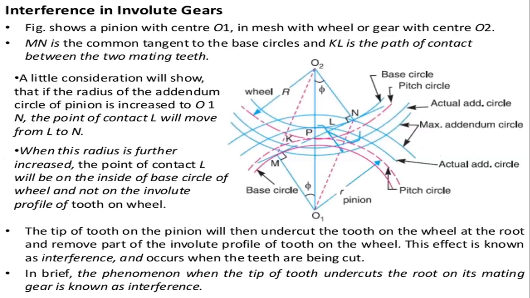So the next topic is interference in the involute gears. Because in the cycloidal gears there is no interference, that is why we are taking up the interference in the involute gears. The figure shows the interference in the involute gears.